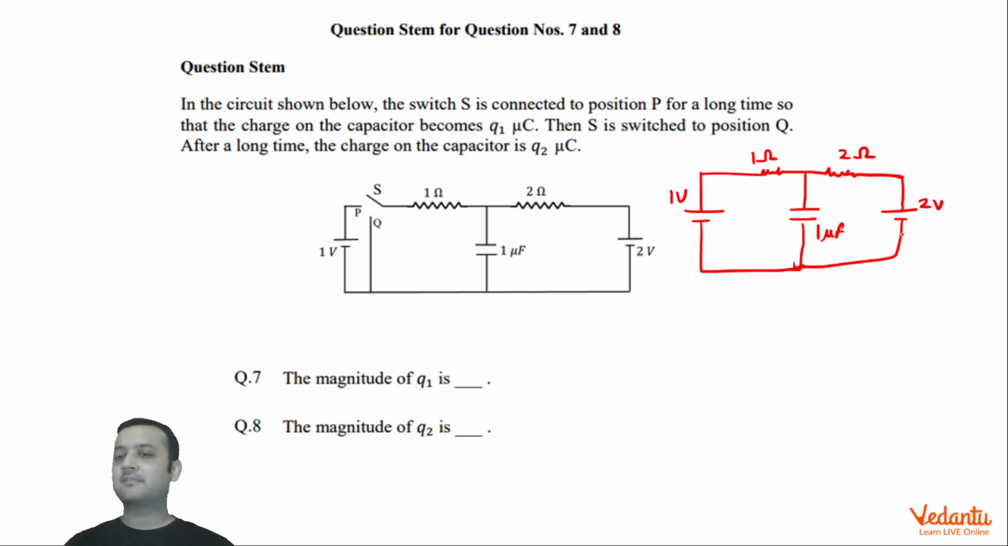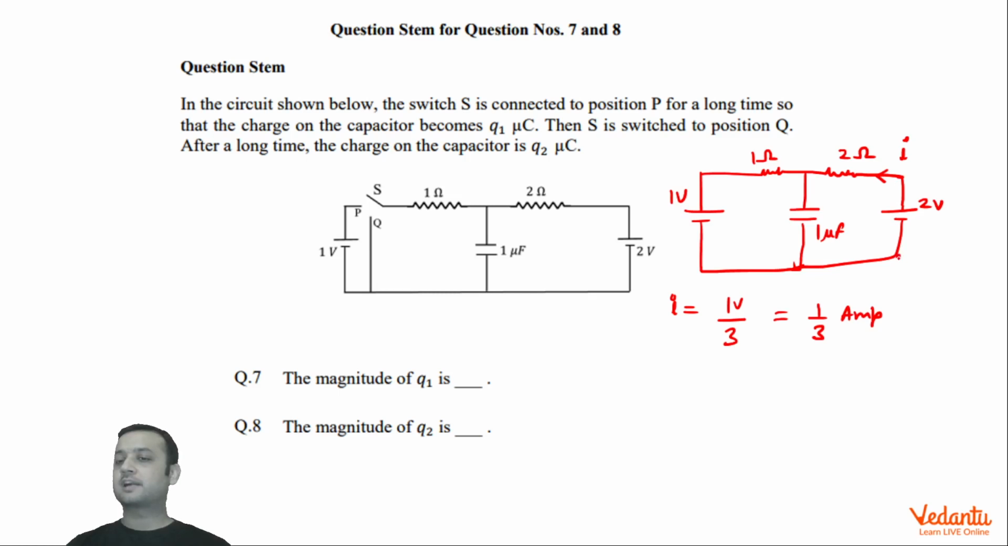So net EMF is plus 2 and minus 1. So we can say that current here will be plus 2 and minus 1. That means net will be 1 volt divided by 2 plus 1, 3 ohms. That means 1 by 3 amperes. 1 by 3 ampere. Okay. Now the current, by the way, will be in this direction. Now we can find the potential difference across this 1 microfarad.